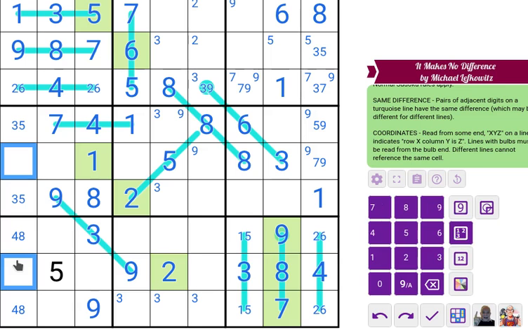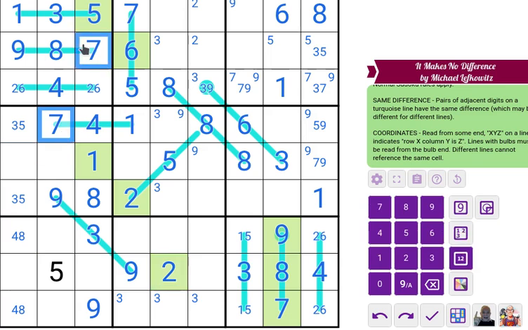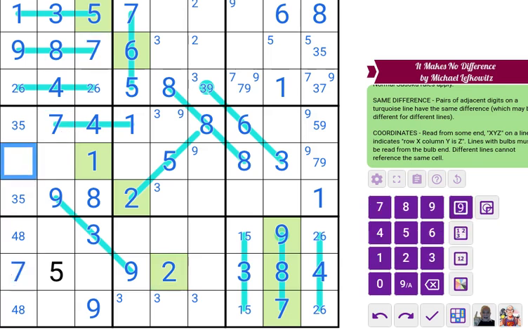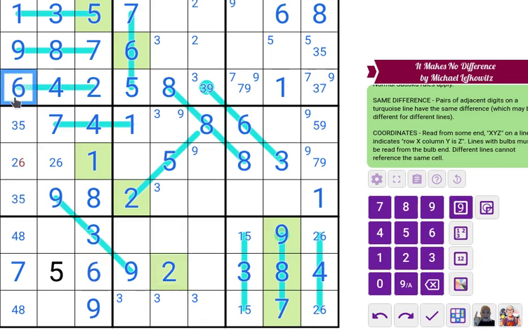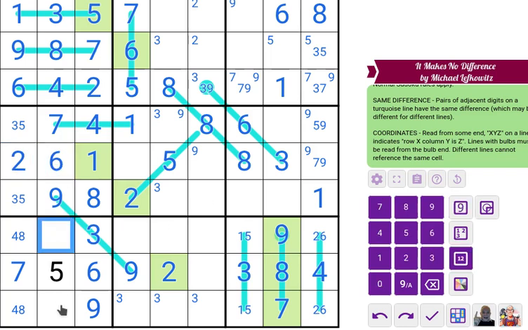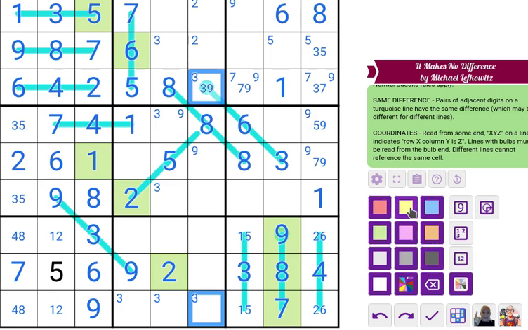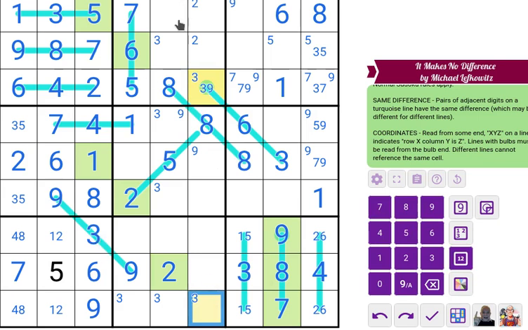Here 2, 6 and 7. Seven, 2 or 6. 2, 6 here. 2, 6, 2, 6. With this, I have to check that. I will mark it like this so I remember that if this can't be 3, this must be 3.